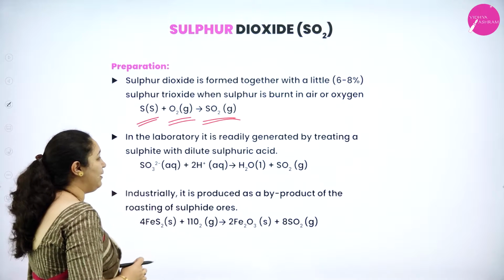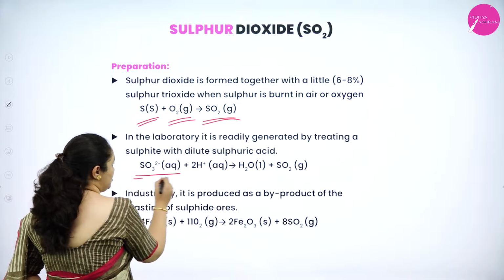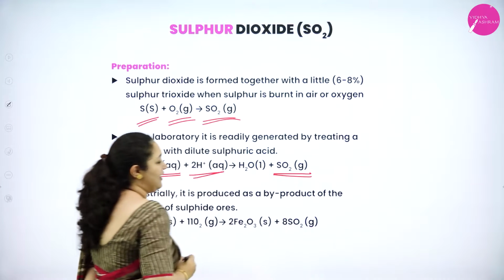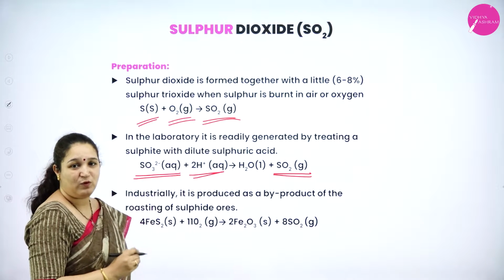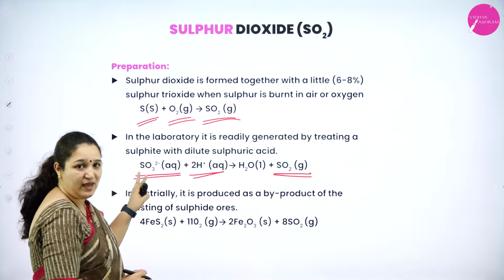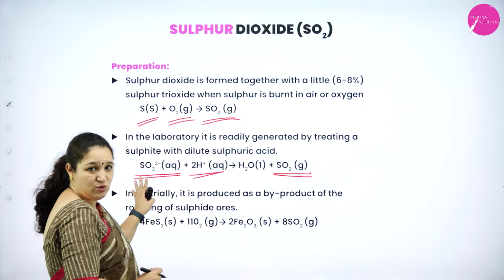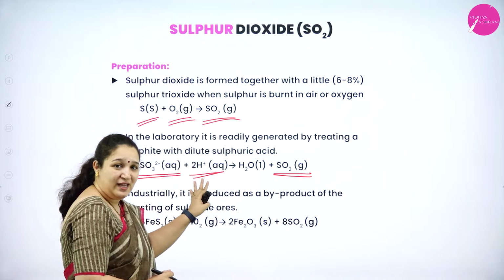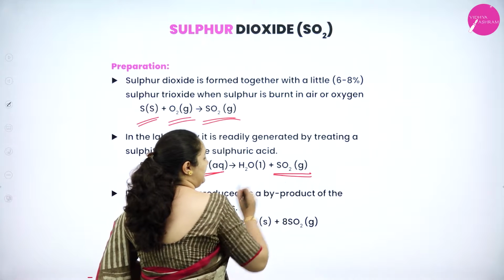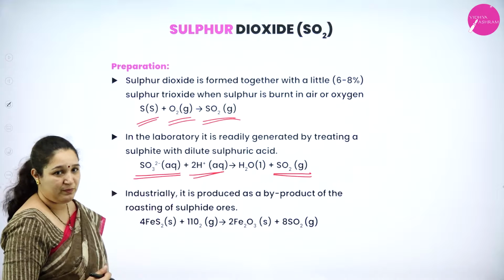Second, in the laboratory method, we treat sulfite salts with dilute sulfuric acid, and sulfur dioxide gas is obtained. We take any sulfite salt, SO3 2-, in aqueous solution, add H2SO4, and sulfur dioxide gas will be liberated. So that is the laboratory method of preparation.